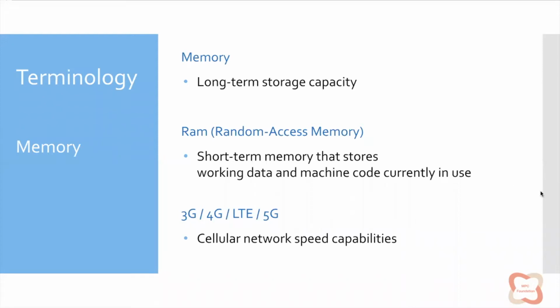3G, 4G, LTE, and 5G are just the types of cellular network speed capability. 3G is slower than 4G and LTE and 5G, and 5G is the newest and fastest cellular network speed. Most of us will probably have 4G and LTE, but I think the newer phones have 5G now.